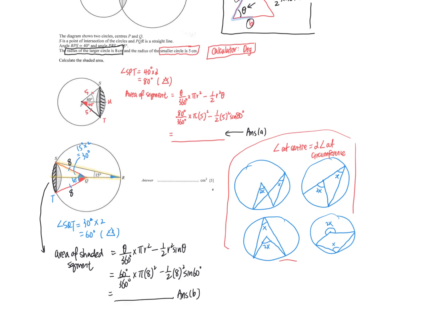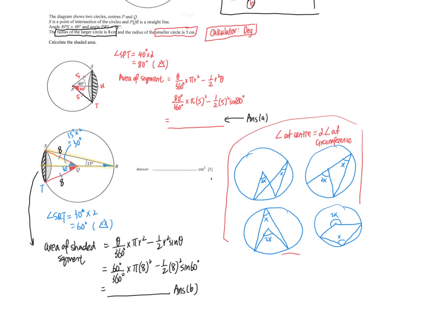So this is what came out in 2024 O-Level, which is your holiday homework. You should have seen this question. Yeah, I did. If you didn't see, it means you haven't done your homework well. Okay, so final answer for the shaded region is just answer A plus answer B.